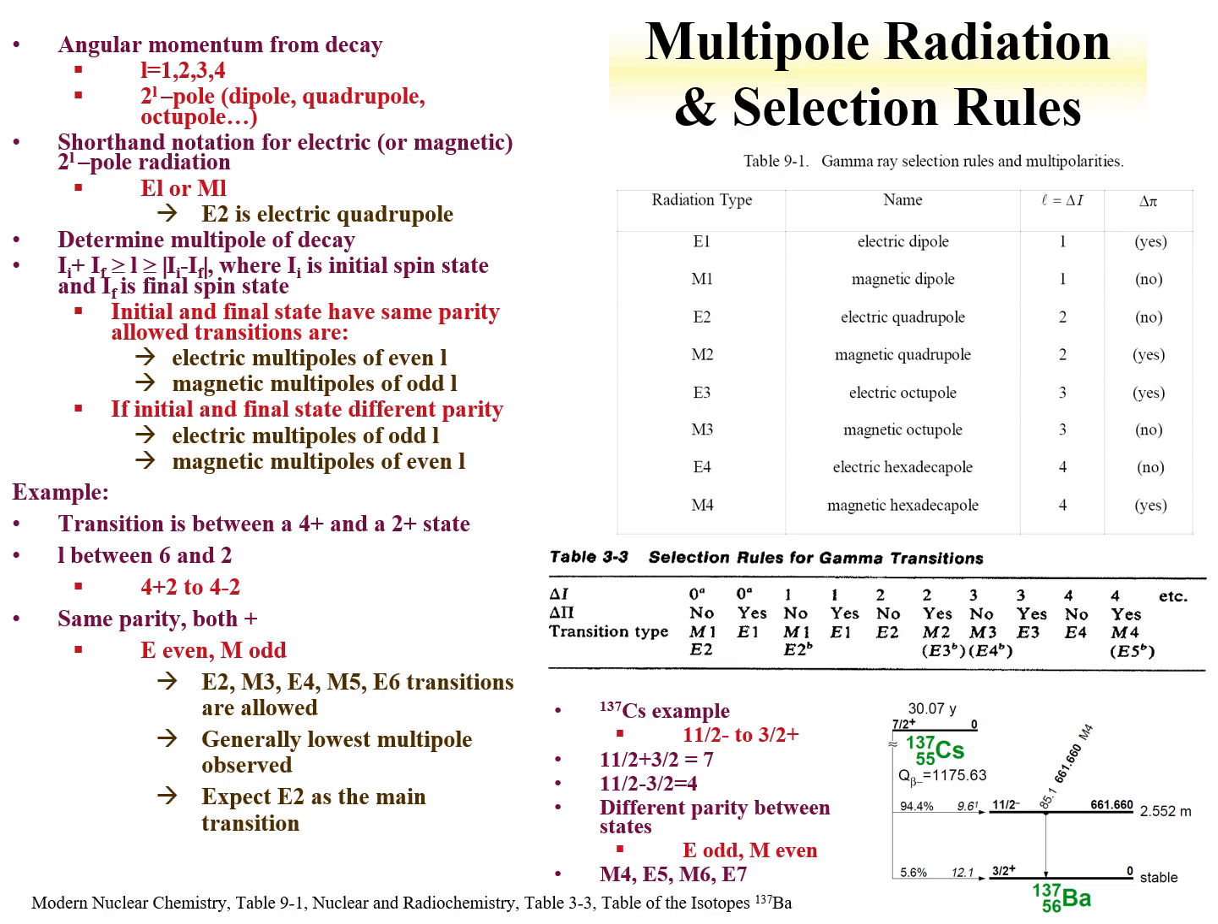So let's go through an example, or two examples, that demonstrate this. Let's assume that there's a gamma transition from an excited state of 4 plus to a ground state of 2 plus.